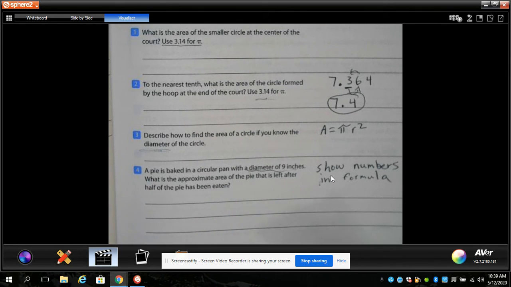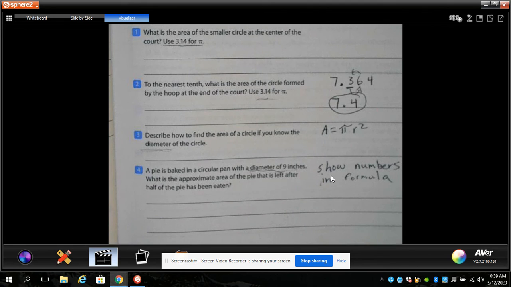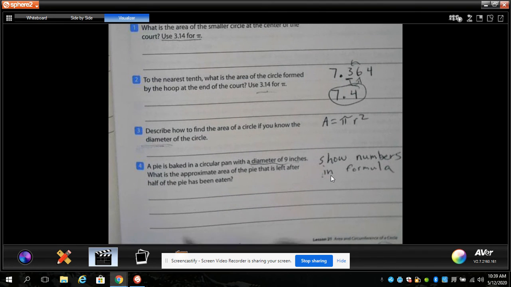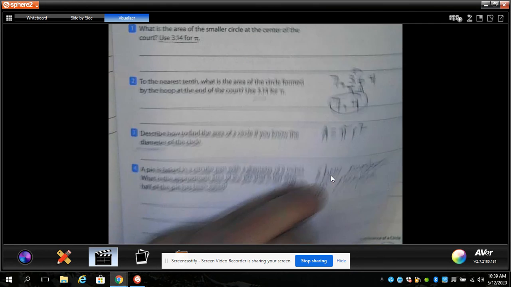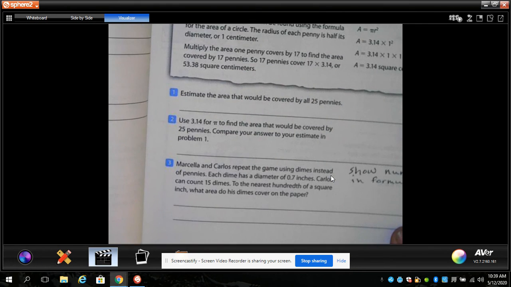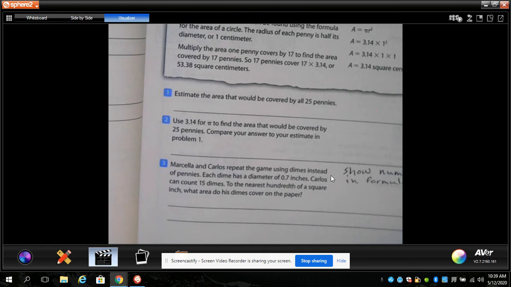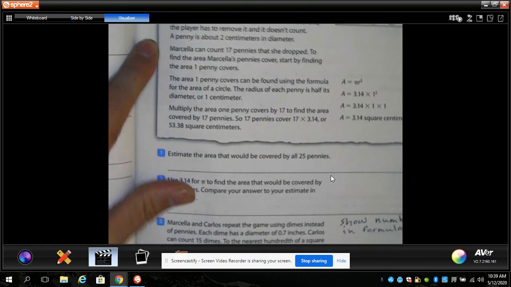So go through. It's not too hard to just show some of your calculations at the bottom. You don't need to do it on a separate sheet of paper. Just write it down next to it and go through all the steps. All right, so next up will be page 225.